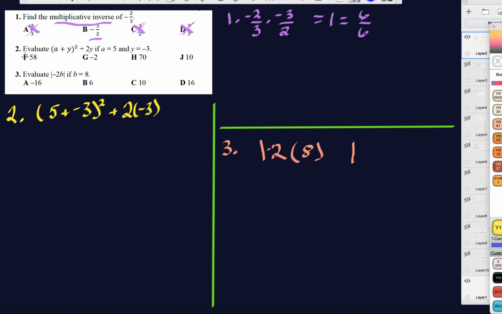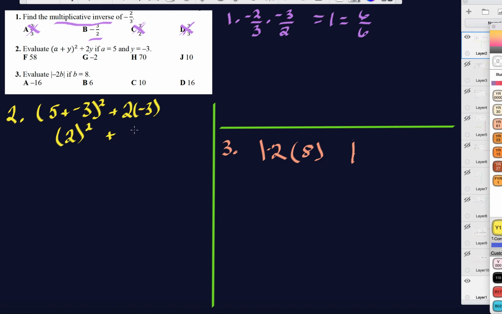Change that color. This just says evaluate this expression here. If A is 5, there's our 5 that we put in for A, and Y is negative 3. So negative 3 is input here and input here. And now we just sort of do the math. First thing we're going to do is do what's in the parentheses, right? We're not going to multiply because it says 5 plus negative 3. And 5 plus negative 3 is 2, right? And that's squared.